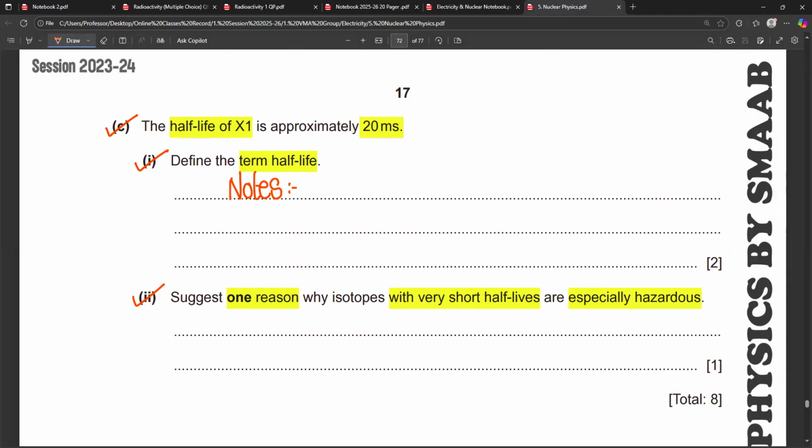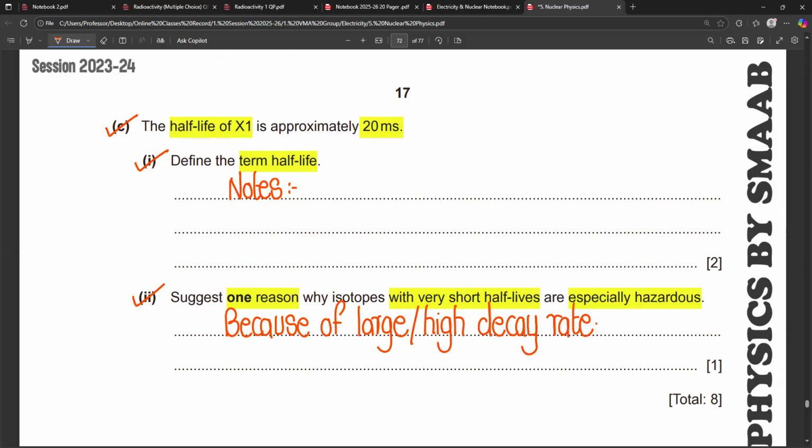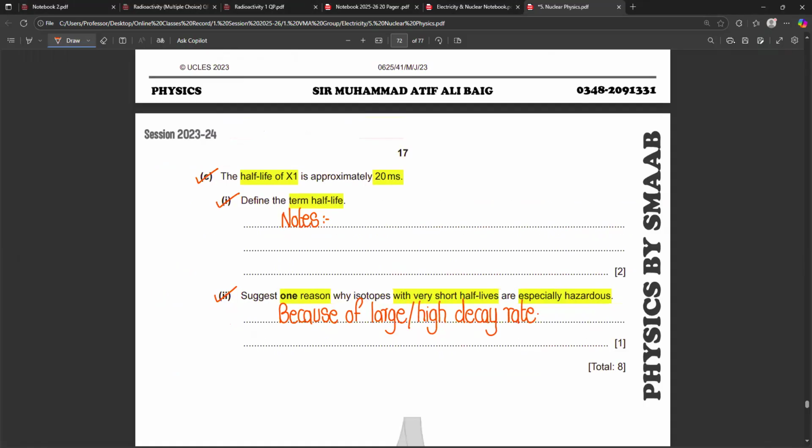So we can say, because of large, or we can say high decay rate. Correct? So this is the complete question for 8 marks.